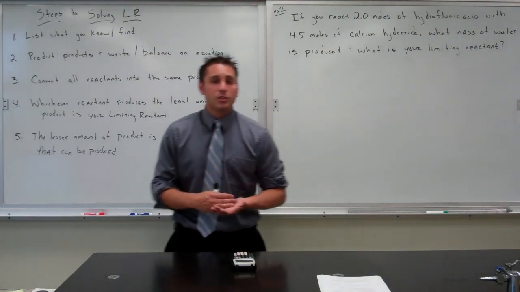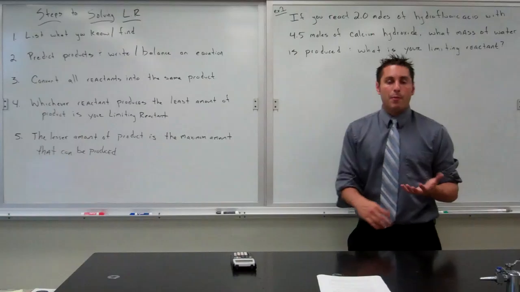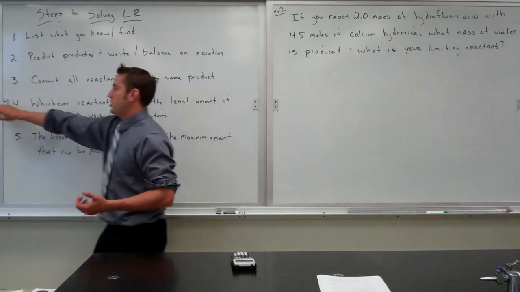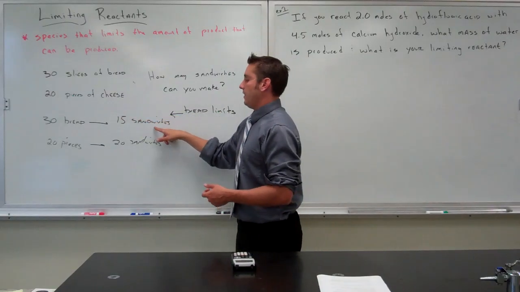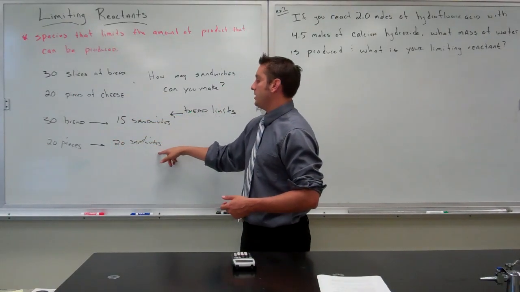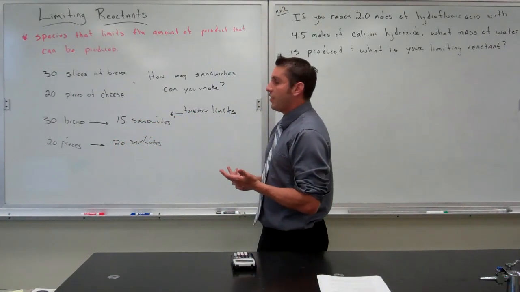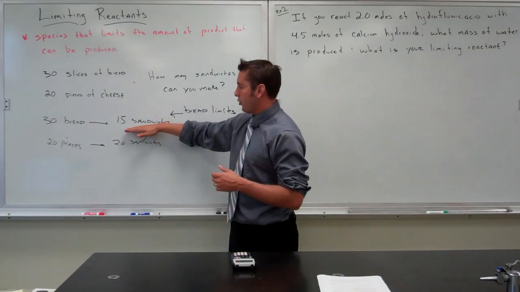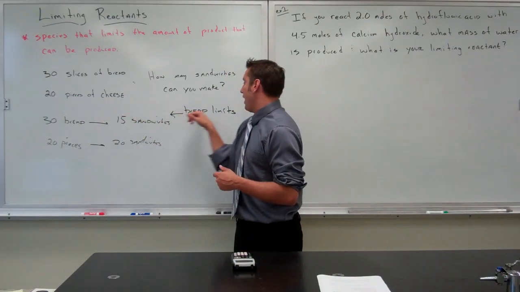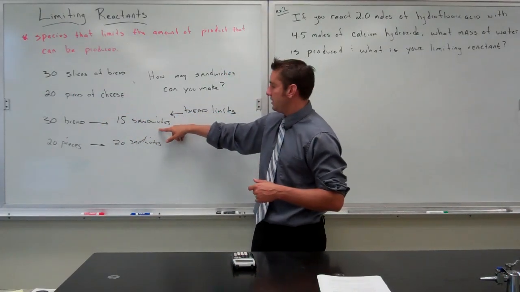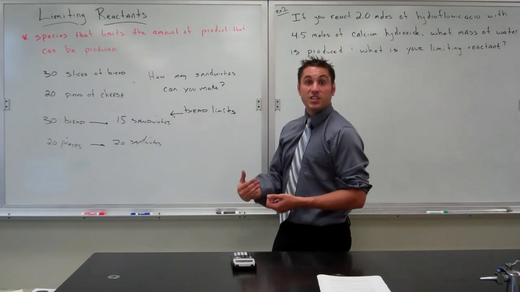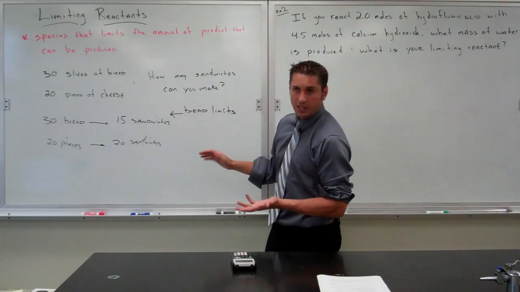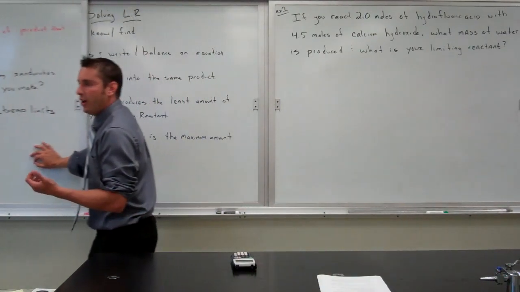So you'll have a couple different reactants telling you how much product you can produce, much like I did right here. I had 30 bread telling me I could make 15. I had 20 cheese telling me I could make 20. Right? The thing that limits me is the thing that produces the lesser amount. So bread limits because I could only make 15 sandwiches. And in actuality, I was only able to make 15 sandwiches because it was the smaller amount. I would run out of bread.